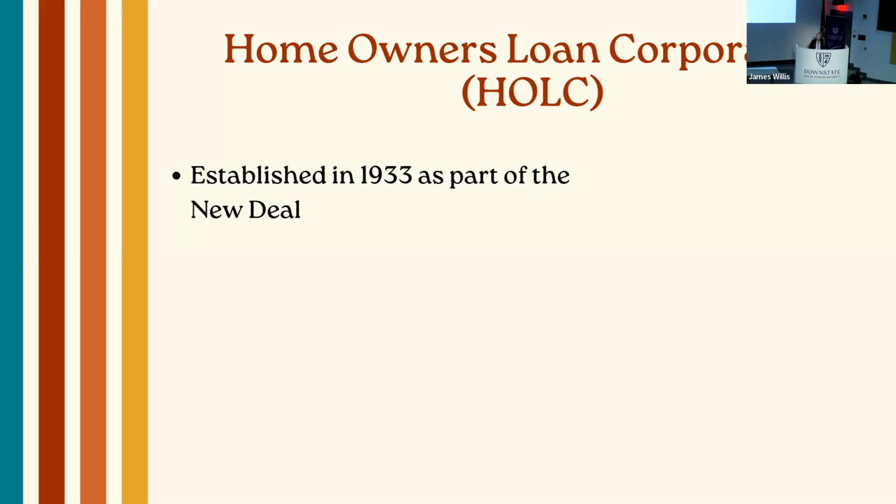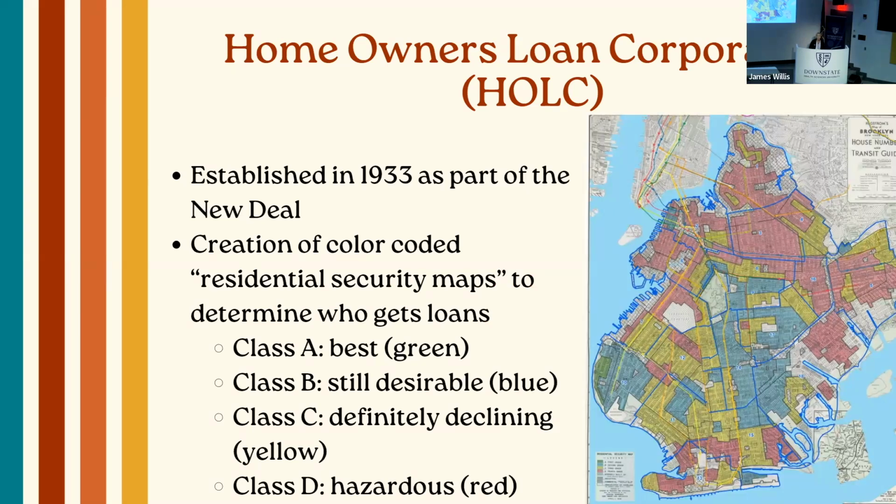In response to this, the federal government, as part of the New Deal, established the Homeowners Loan Corporation, or the HOLC. The point of the HOLC was to refinance mortgages and offer loans with better terms in order to help people avoid foreclosures. What the HOLC did was create these color-coded security maps. Basically, they made an assessment of different neighborhoods and color-coded it and gave certain classifications based on how risky it may be to lend to residents in those areas or how desirable the neighborhood may be to live in.